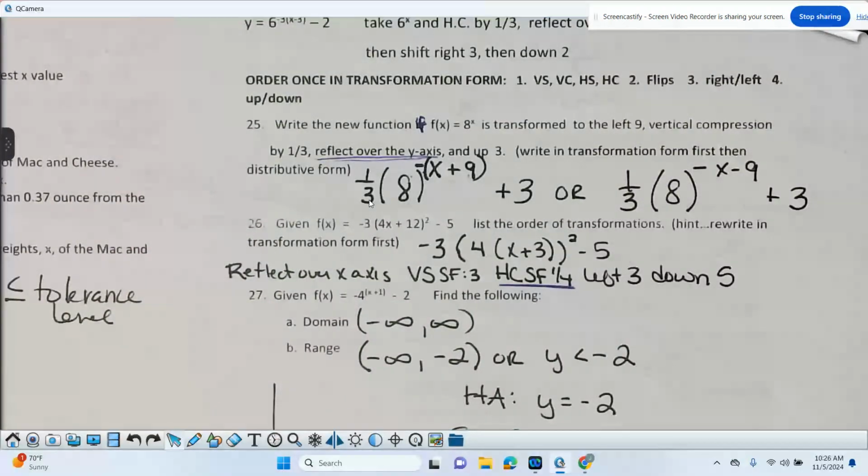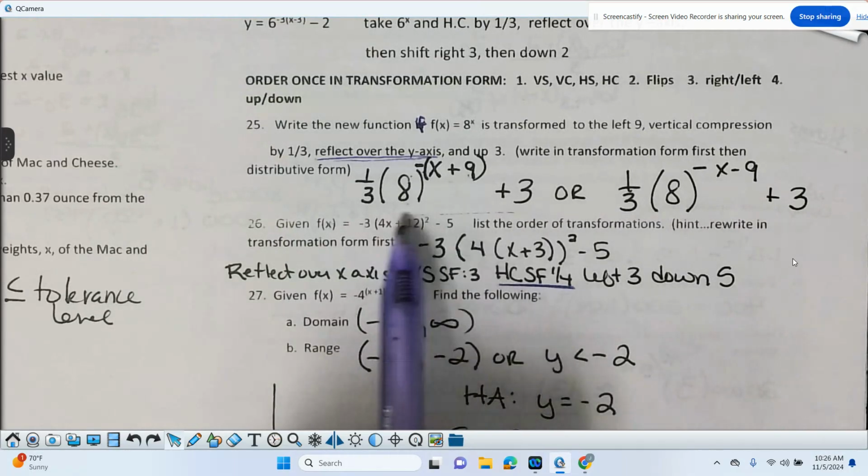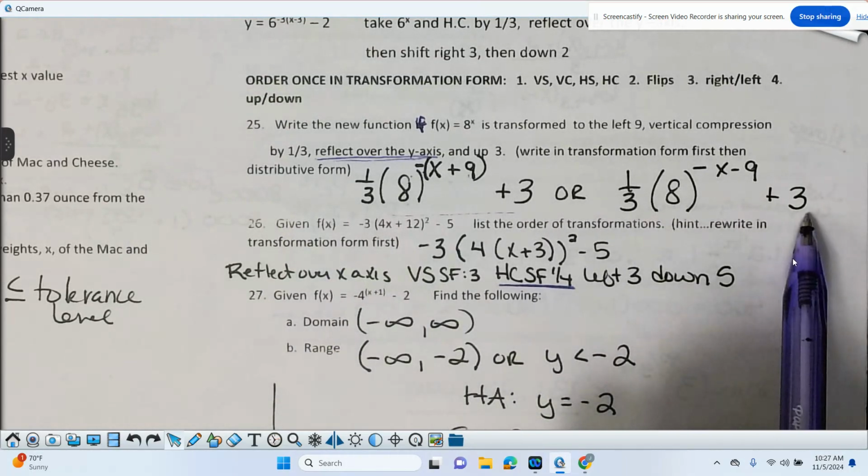Reflected over the y-axis, well, the y is going to be up here again with the x, but it has to be outside of this x plus or minus a number. And then the plus 3 moves it up 3. That's got to be way over at the end. If you brought that negative in, it would look like negative x minus 9 plus 3. Either of those are acceptable answers. So we can either take this as an answer or this one as an answer.